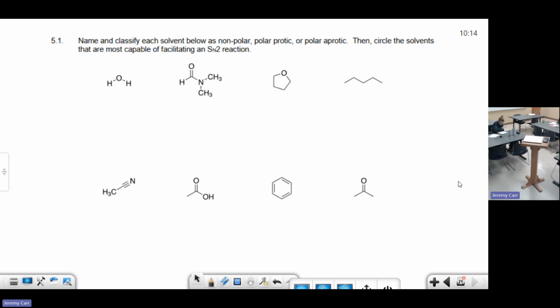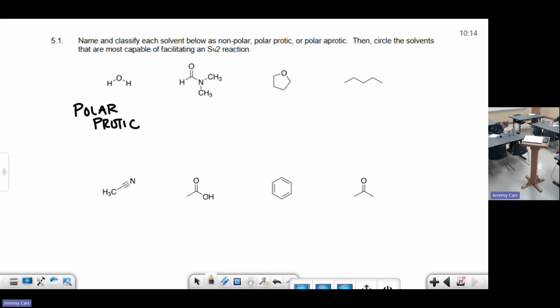We have water here, H2O, right? So how do we classify this? Question, do we have any electronegative atoms in water? Our electronegative atoms are FONCl, right? Do we have any electronegative atoms in water? Yes. Okay, so that means we're probably polar. Do we have any OHs or NHs in water? Yes, we have OHs. So this is classified as polar protic.